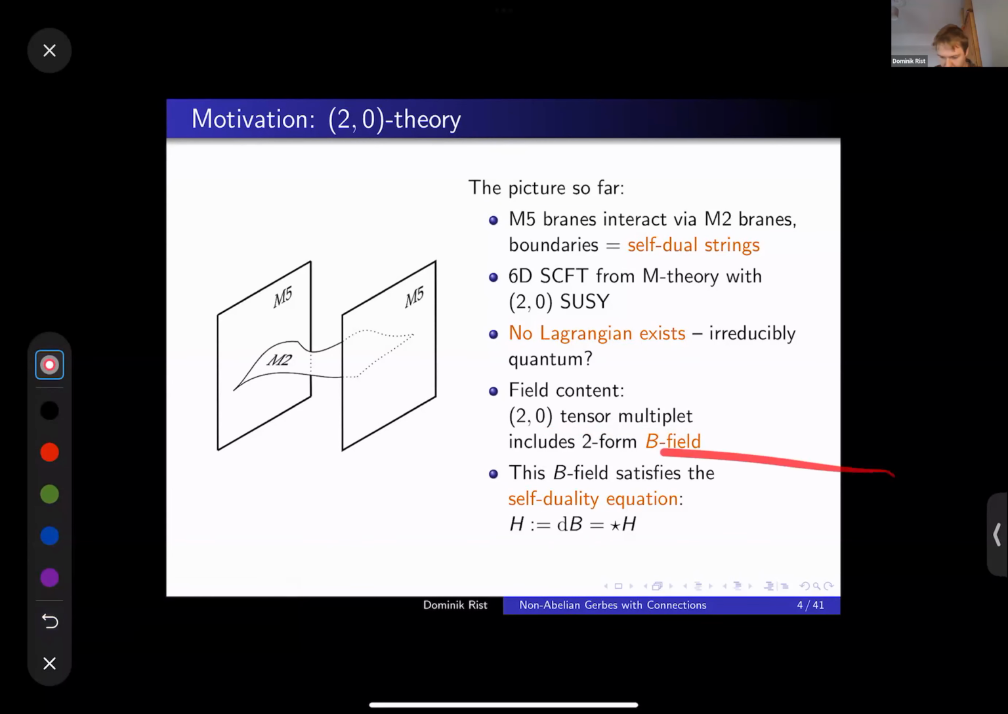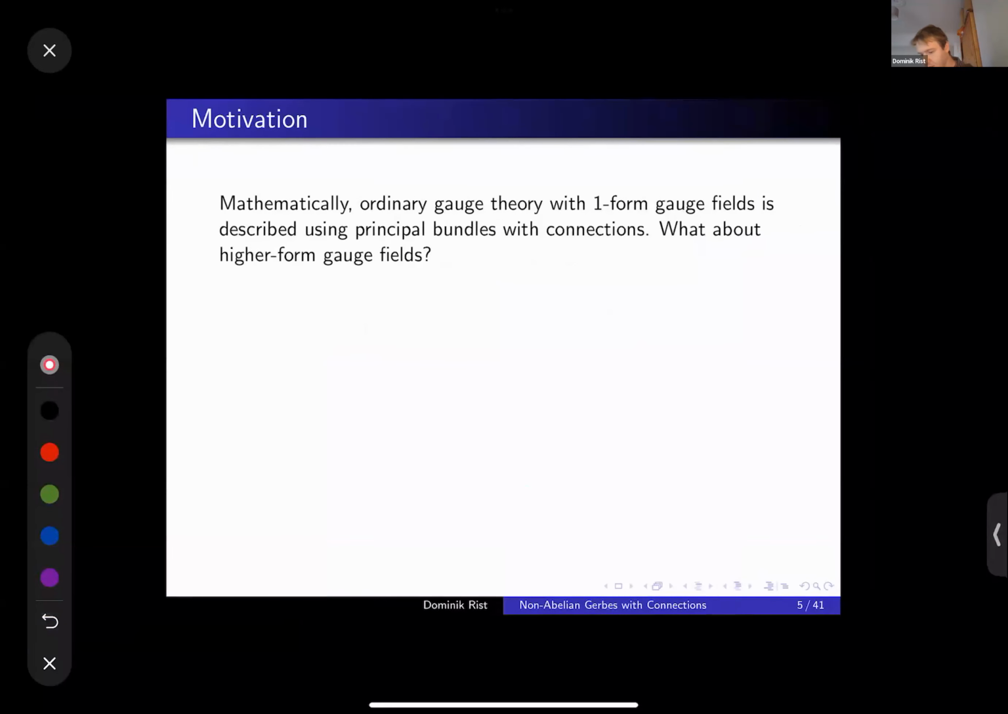Okay. Right. So we know that mathematically ordinary gauge theory with one-form gauge fields is described using principal bundles with connections. What about higher form gauge fields?